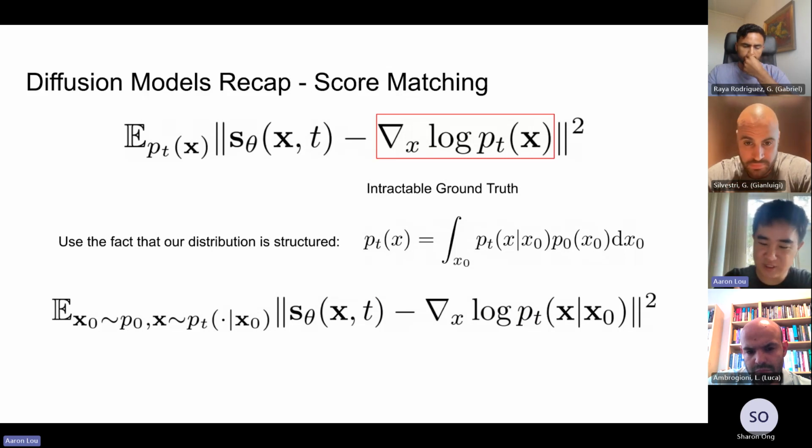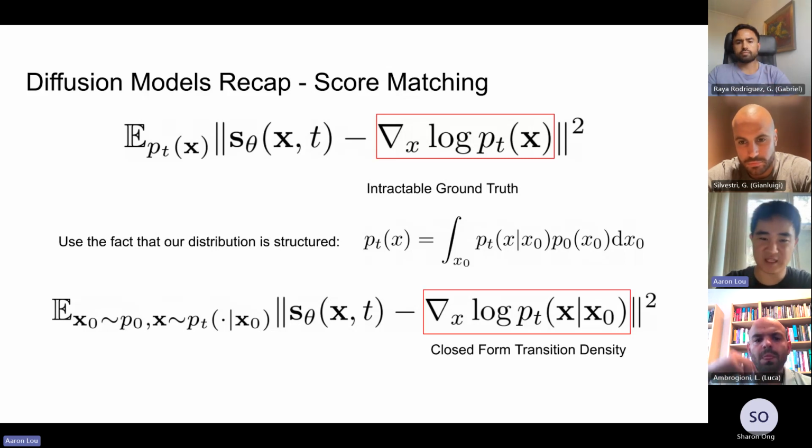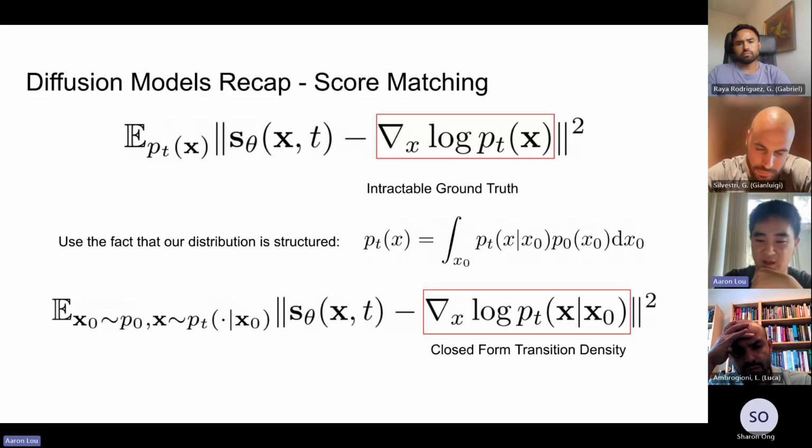And the nice thing about this other denoising score matching loss function, which is given below here, is that this gradient log probability of the transition kernel, we know in closed form, and it's derived from our forward SDE. So basically, we can actually learn our score function without having to know the ground truth score function, and we can optimize this relatively tractable loss function here.